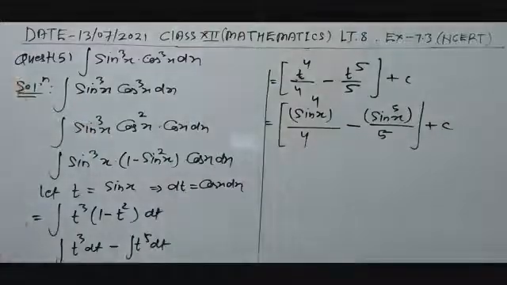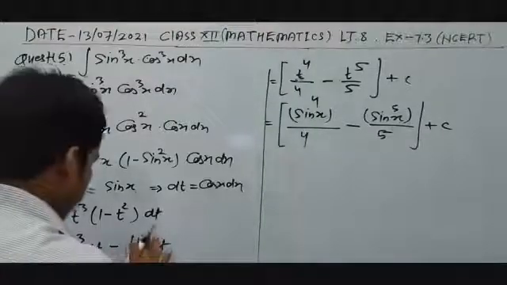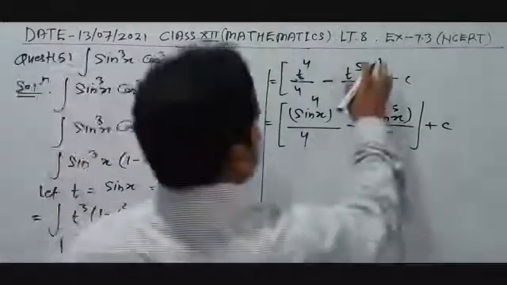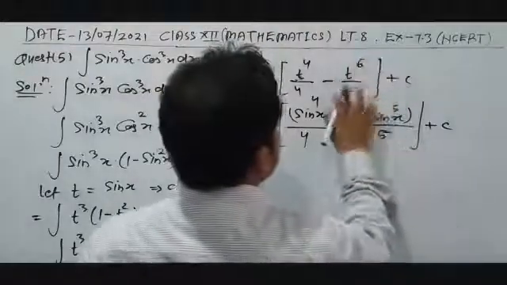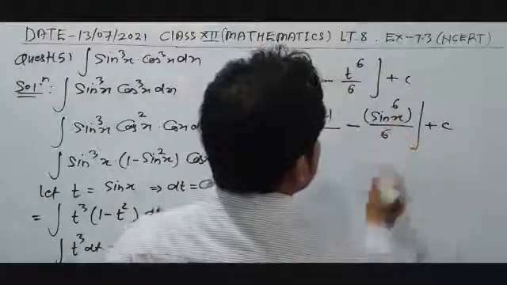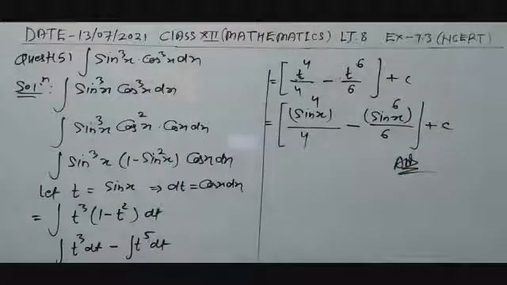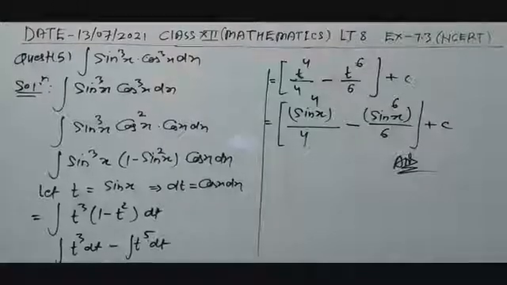Now this will be the answer. This is power 5. So this will be power 6 plus 1. So power 6 by 6. This will be the answer. There is one mistake here. T to the power 5. Now the answer is sin to the power 4x upon 4 minus sin to the power 6x upon 6 plus c. That is the answer. So now question number 5 is completed.